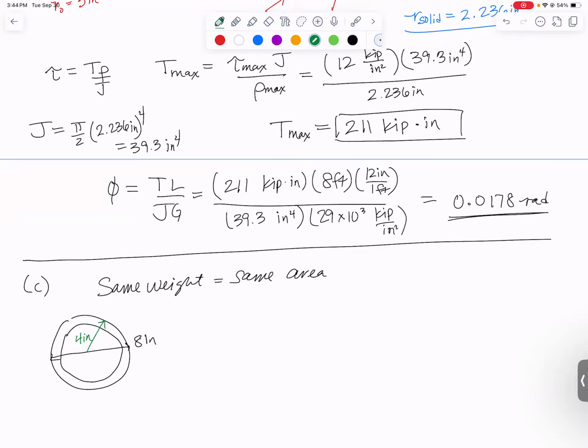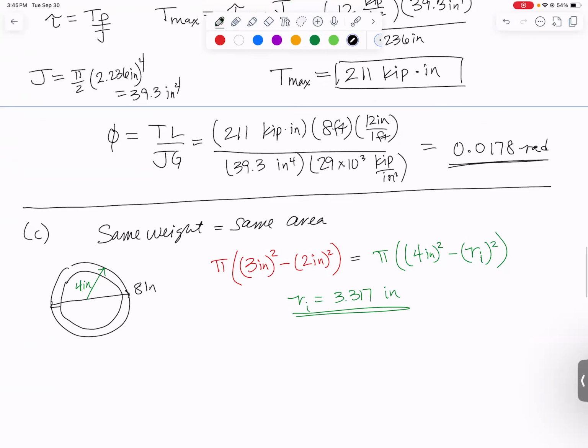If we're doing the same area, let's go back to our original shape. We had pi times 3 inches squared minus pi times 2 inches squared, or factor the pi out. That has to be exactly equal to the green one, which is going to be pi times 4 inches squared minus pi times the new inner radius that we want to have squared. So the pi's actually cancel. Solving, we get that the new inner radius has to be 3.317 inches.